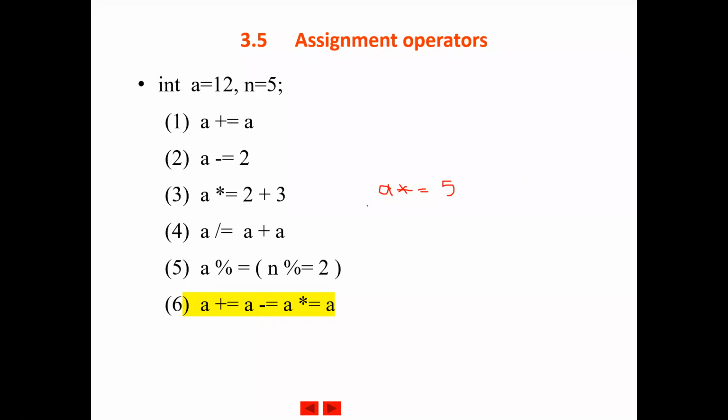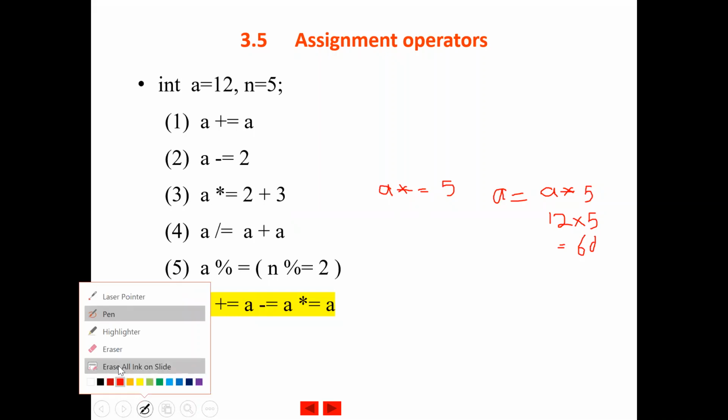How to expand this shorthand assignment? A equal to A star 5. What is the value of A? 12, right? 12 star 5. What is 12 star 5? 12 into 5 is 60. Okay, so that is 60.